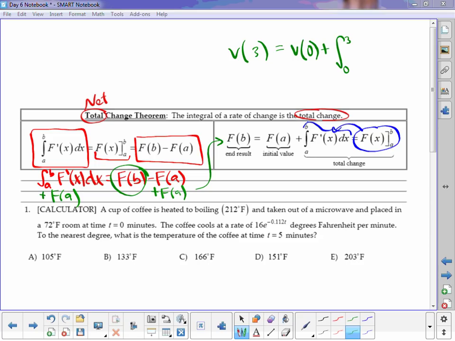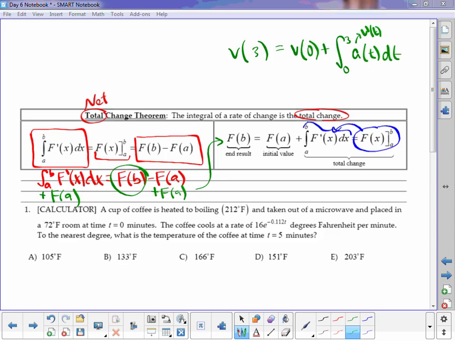Now, what would we be integrating? If I'm getting velocity, what would I be integrating? Think, what do I need to integrate to get velocity? Acceleration, right, takes us back, so I would be integrating my acceleration. Because this here is my v prime of t, right? So we can see that. My antiderivative is velocity. So my function at the integrand would be acceleration.